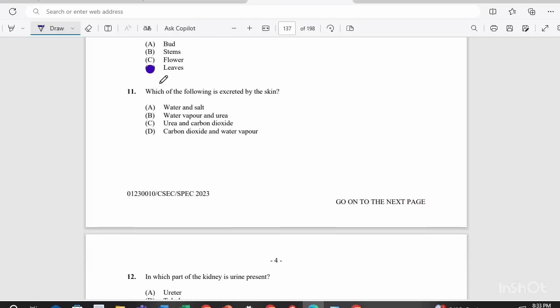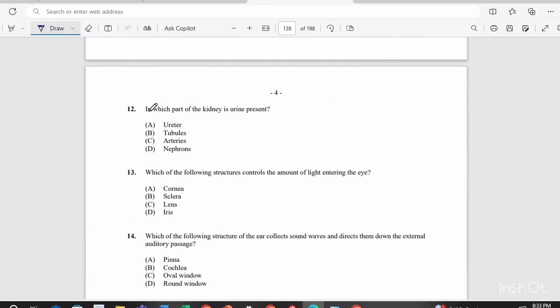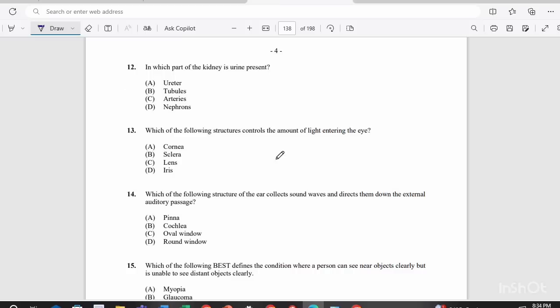Question 11. Which of the following is excreted by the skin? Is it A, water and salt, B, water vapor and urea, C, urea and carbon dioxide, or D, carbon dioxide and water vapor? The answer there is A, water and salts, and those salts are mineral salts. Question 12. In which part of the kidney is urine present? Is it A, the ureter, B, the tubules, C, the arteries, or D, the nephrons? The answer there would be A, the ureter.